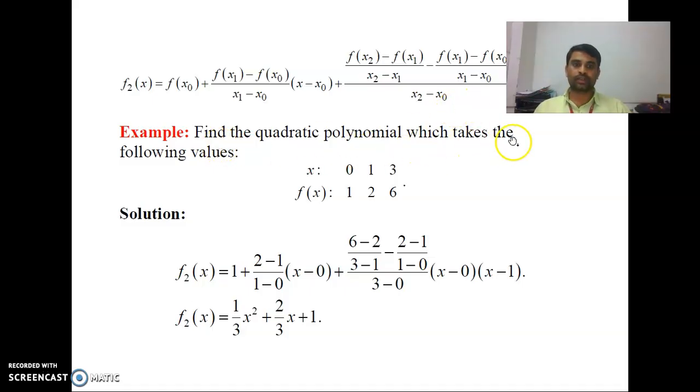And we have also considered the numerical example. Data points are given x0, f(x0), x1, f(x1), x2, f(x2), and we have substituted these values in the quadratic interpolation, so we get this equation. And after simplifying this equation, we get this equation. So this is our required quadratic interpolation.